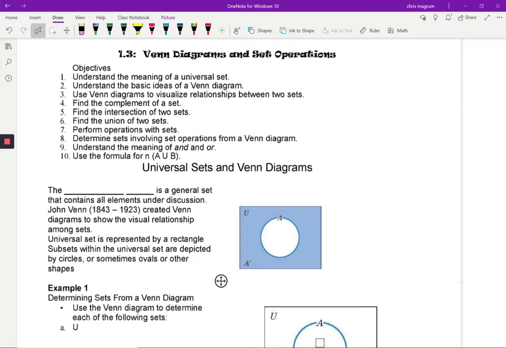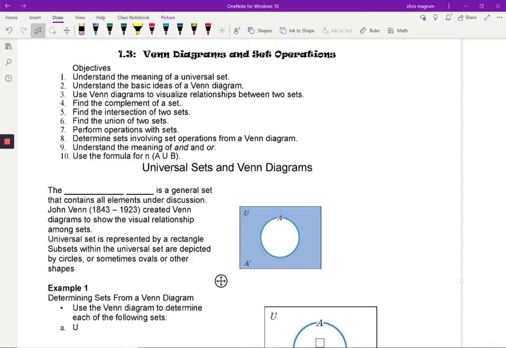So we're continuing our talk on sets. Last time we had subsets. Today, in this section, we're going to be looking at Venn diagrams and some set operations. It's just more of a visual way to see what we're talking about with these sets. A lot of objectives are listed here, so a lot of different little topics as we go. Let's quickly read through them.